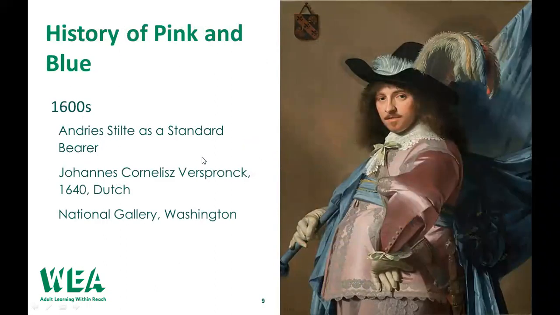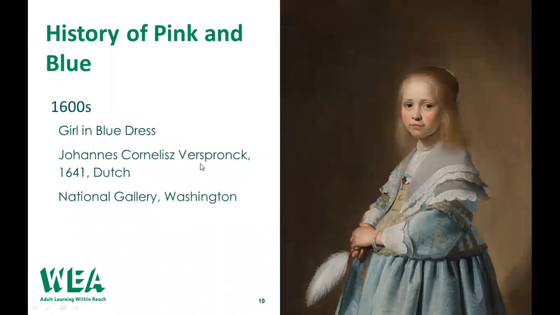So if we're moving on to the 1600s, we come across these very elaborate clothing here that people wore. And we have a Dutch painter called Johannes Cornelisz Verspronck. And you can see we've got a pink outfit with a blue cloak. So we don't have the gender pink and blue norms as we see today. And then also, if we move on, we have by the same artist, 1641, a young girl in a blue dress.